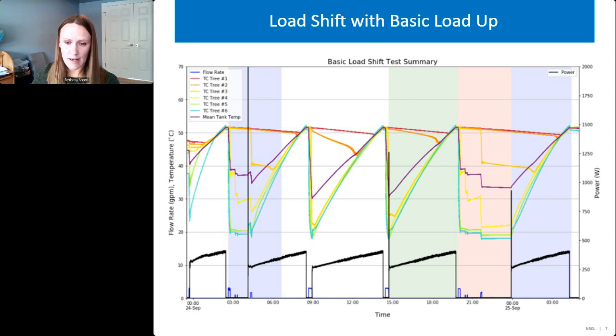So heating starts, and then once that is finished, we move on to the load shed portion. There's that settling period in between. We send a load shed command and then start that same draw pattern. When the 4-hour window is up, we send a return to normal command, and heating begins. So that is the full basic load up test.